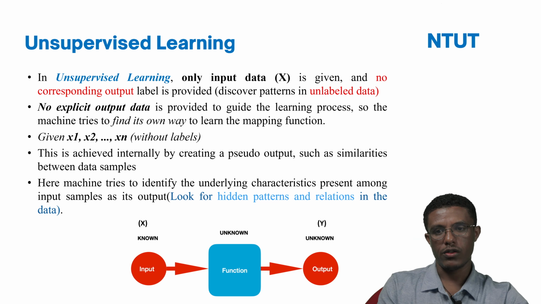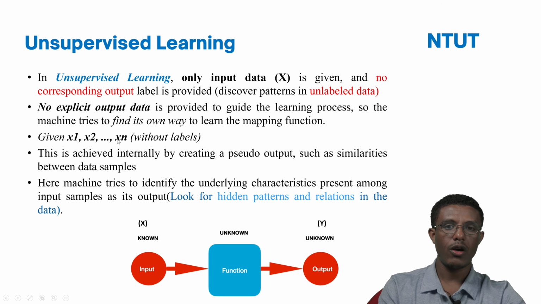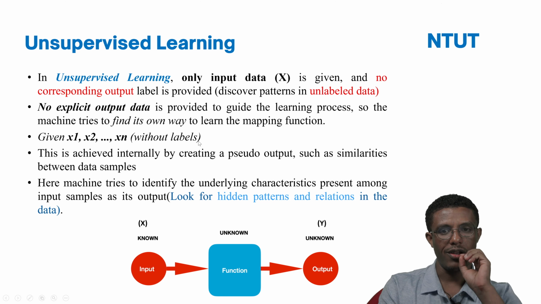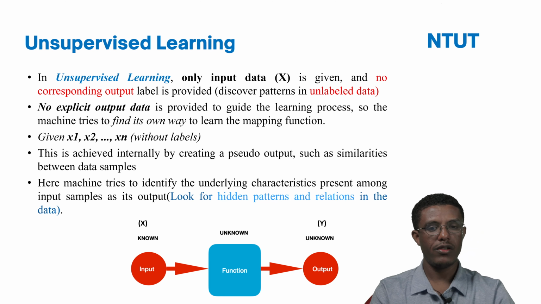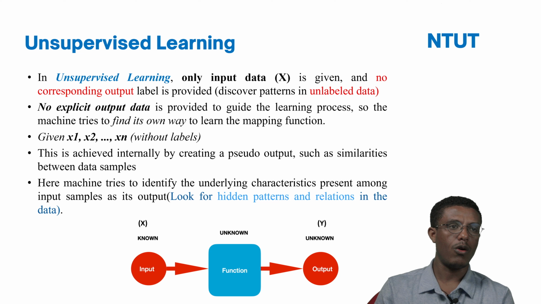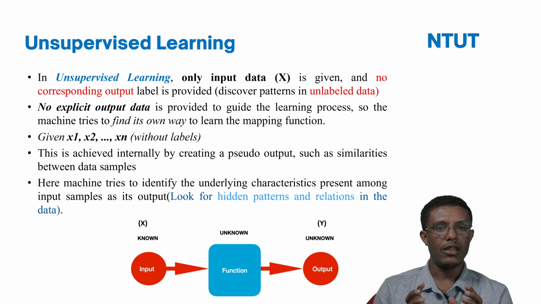So the data is preprocessed or given only x1, x2 up to xn without labels. So only X data. In supervised learning, we know the expected output also, but in unsupervised learning, we don't know the expected outputs. We just have the input features, but we don't know about the expected outputs or the ground truth. That's called unsupervised learning.